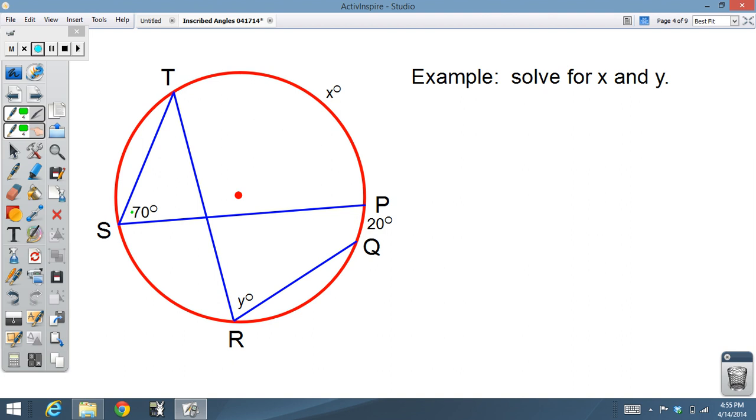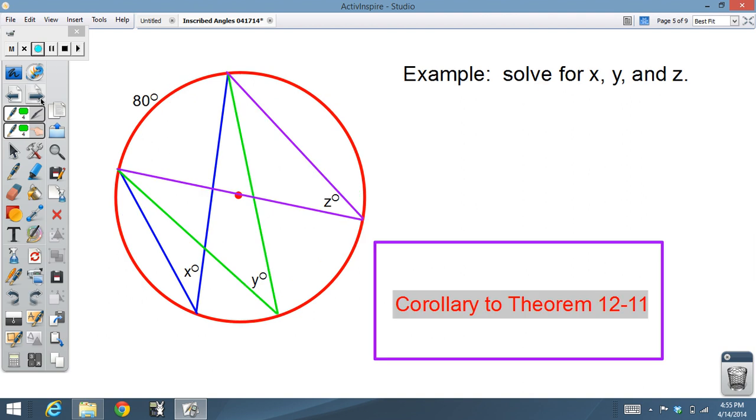So again, that's 70, x must be 140. If this is 160, y must be half of that, or 80. All right, using our 80-degree arc here again, let me just show you what's x. Well, obviously x has got to be half of what it intercepts. Okay, so the blue lines, you see how clearly they intercept an 80-degree arc. Therefore, x must be 40.